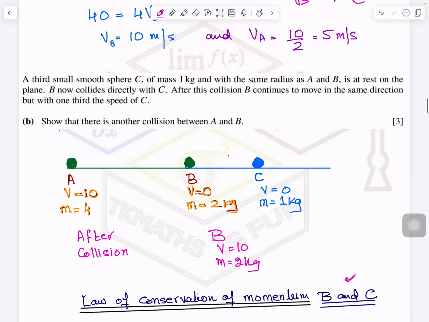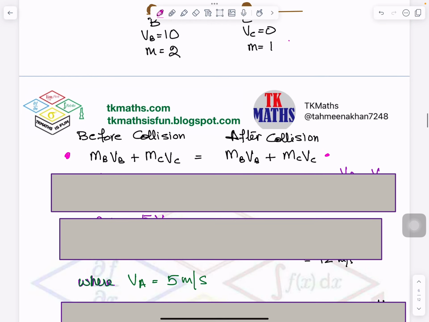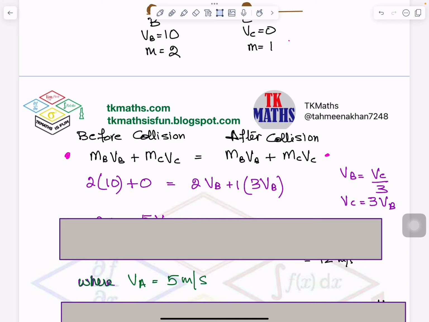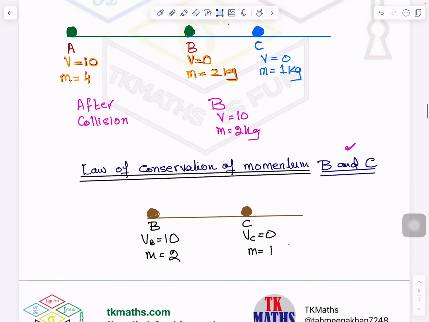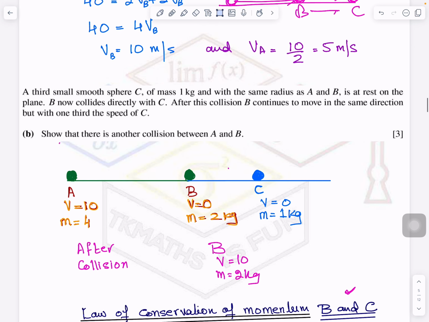Now what was given in the question? I'm substituting the values here. Okay. This was given here that the velocity of B will be 1/3 of the velocity of C. It was written here in the question in this line. This is what I was talking about here.